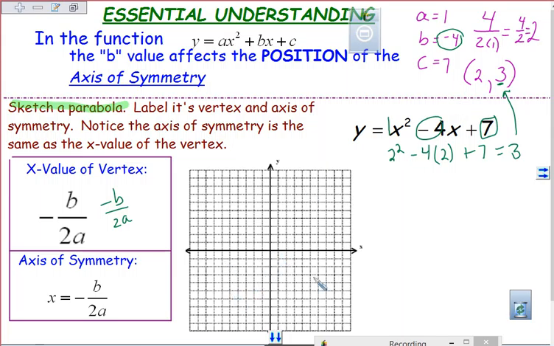So if we plot those points, this is where our vertex would be. Because that a value is positive, I know it would open up. So I'm just going to sketch this one. Something like this. And then our axis of symmetry, using this formula down here, I get x equals 2. So again, it's going to be a vertical line that hits our vertex at positive 2. So here's where the x-axis lies, and it hits when it's at 2.